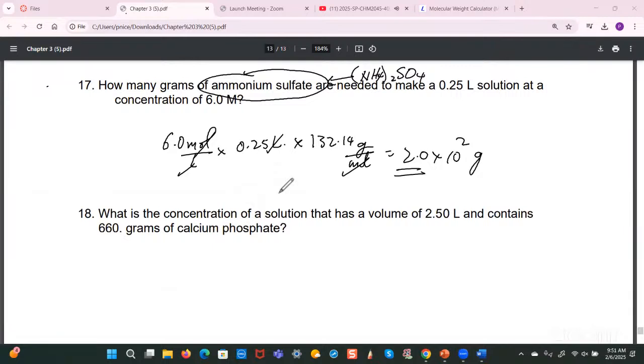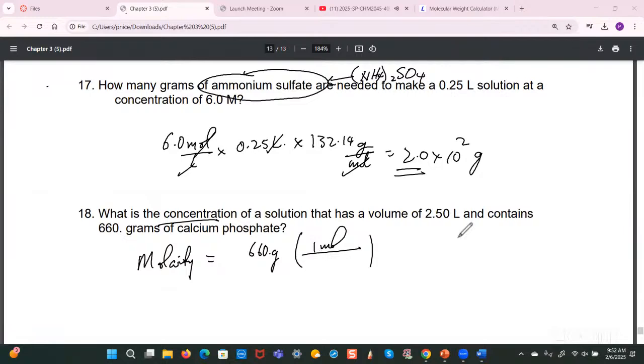Any questions? Okay, how about the last one here, number 18? What is the concentration of a solution at a volume of 2.50 liters and containing 660 grams of calcium phosphate? So that's easy, that's similar to what we just did earlier. To calculate the molarity in this case, we need the moles. And to get the moles, we start off with the 660 grams of the calcium phosphate, and we have to multiply by 1 mole over the molar mass of calcium phosphate.